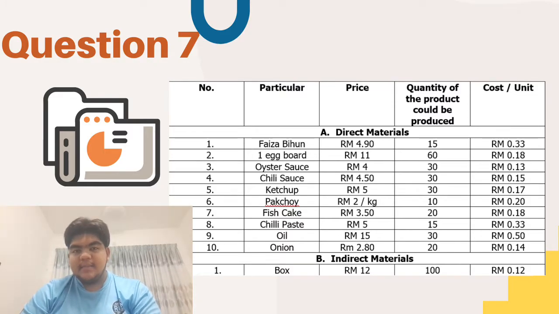Next item in our direct material is onion with the price of RM2.8. It can be used to produce 20 servings with the cost per unit of RM0.14. Next is our indirect material. In our indirect material, it only has one item, which is a box with the price of RM12, and the quantity of the product that could be produced from the item is around 100 servings with the cost per unit of RM0.12.